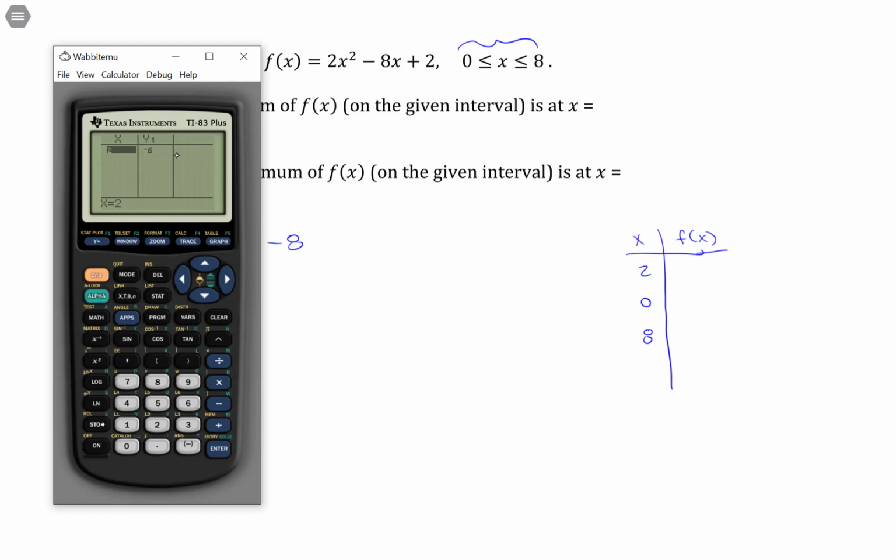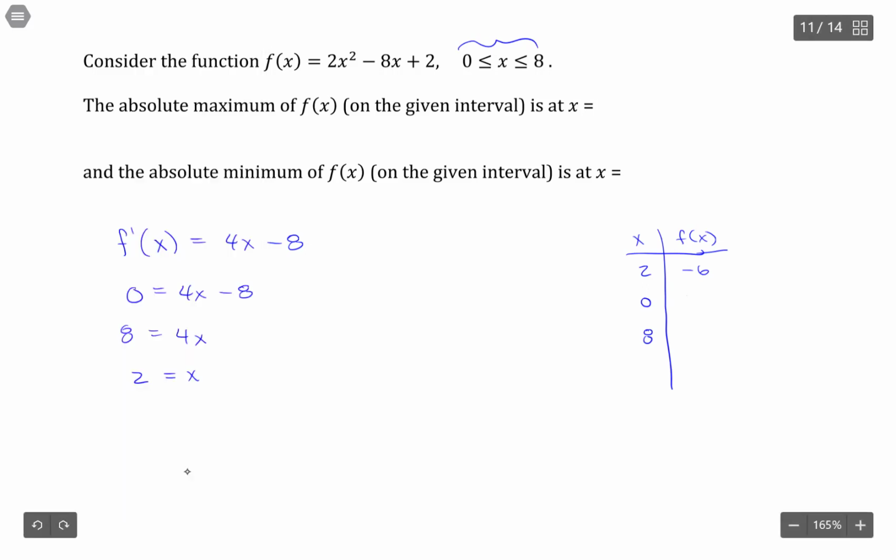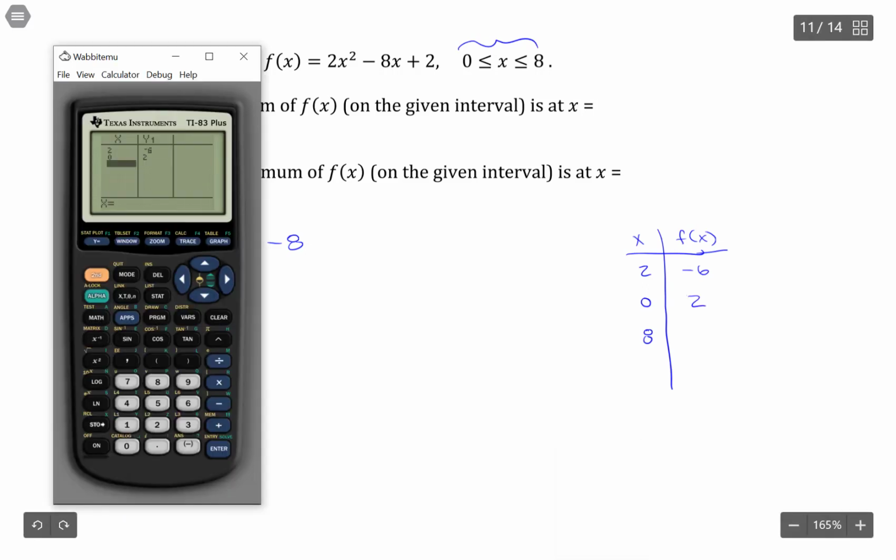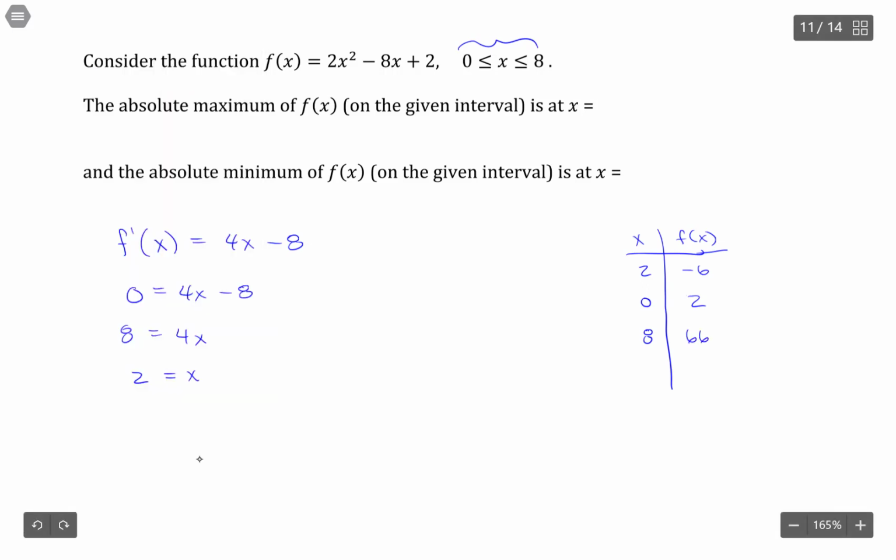X equals 2, f of x is negative 6. At 0, the function is 2. And at 8, the function is 66. So this is the largest overall, so that's my absolute maximum. This is the smallest overall, so this is my absolute minimum.